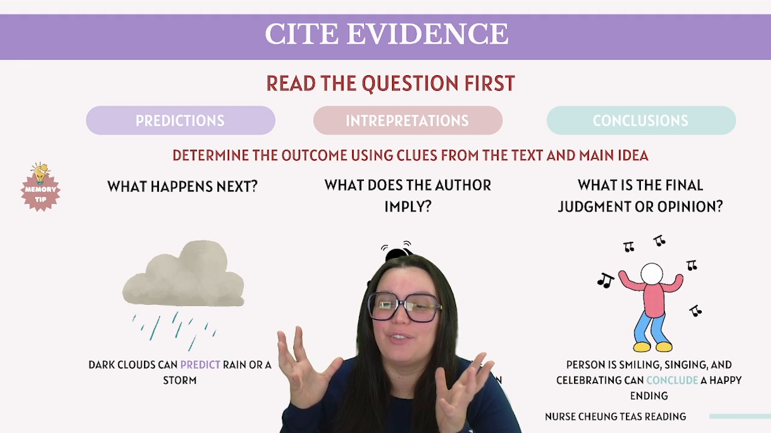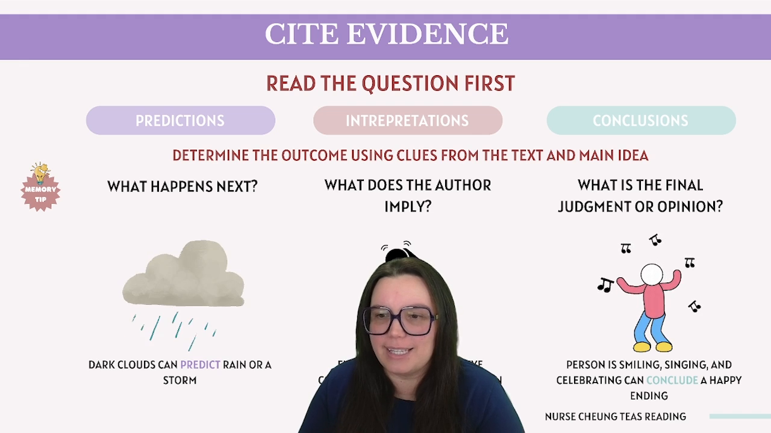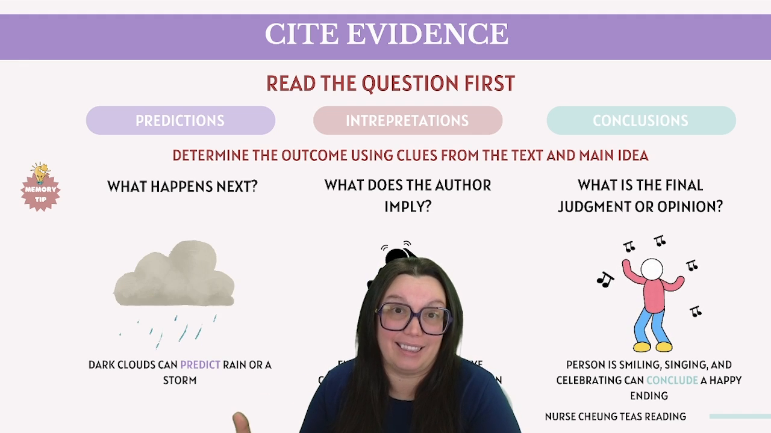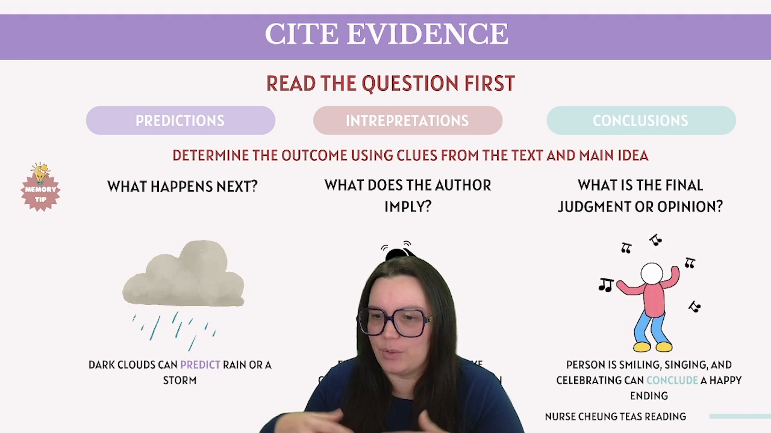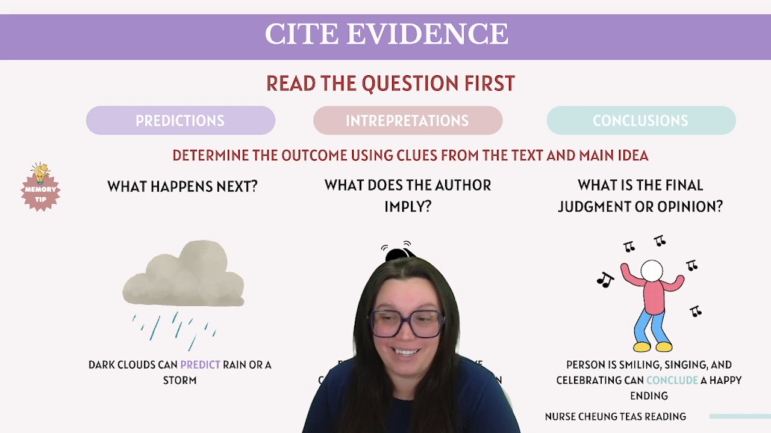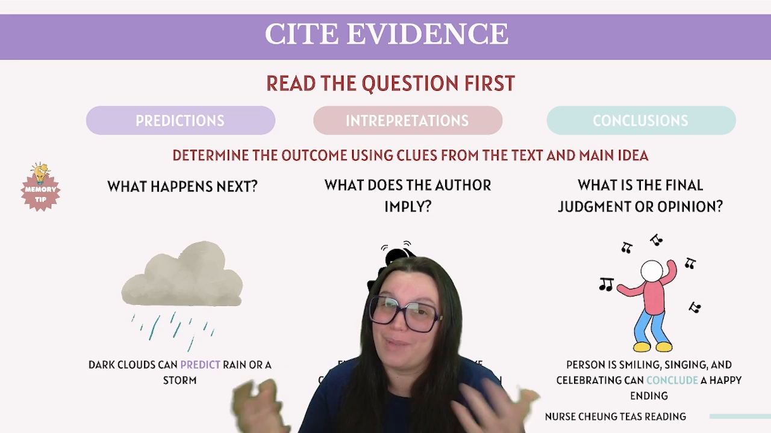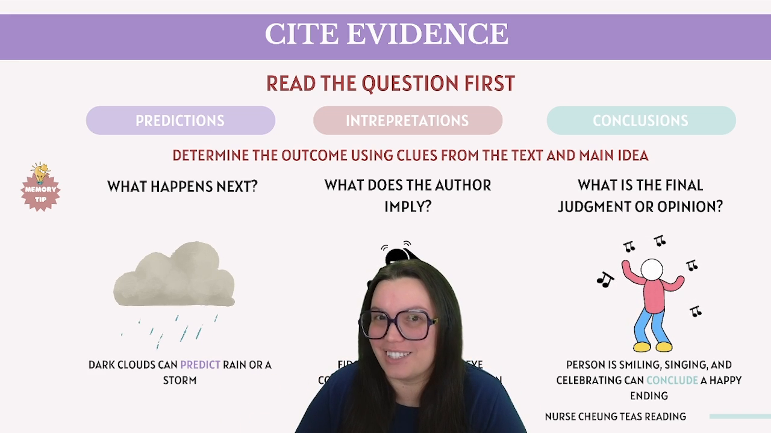And lastly, we have conclusions. So this is where you become a judge and you're going to ultimately decide what the text is really saying at the end. So if a story ends with the character smiling and celebrating, you can conclude that it's a happy ending. It's like watching the end of a movie and understanding the story's overall message. Let's take a look at some practice questions.